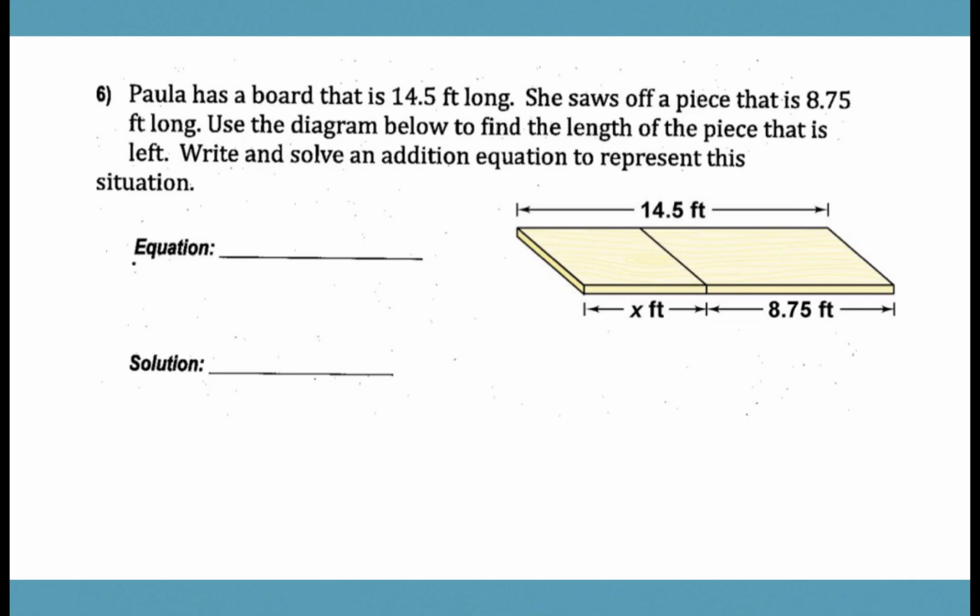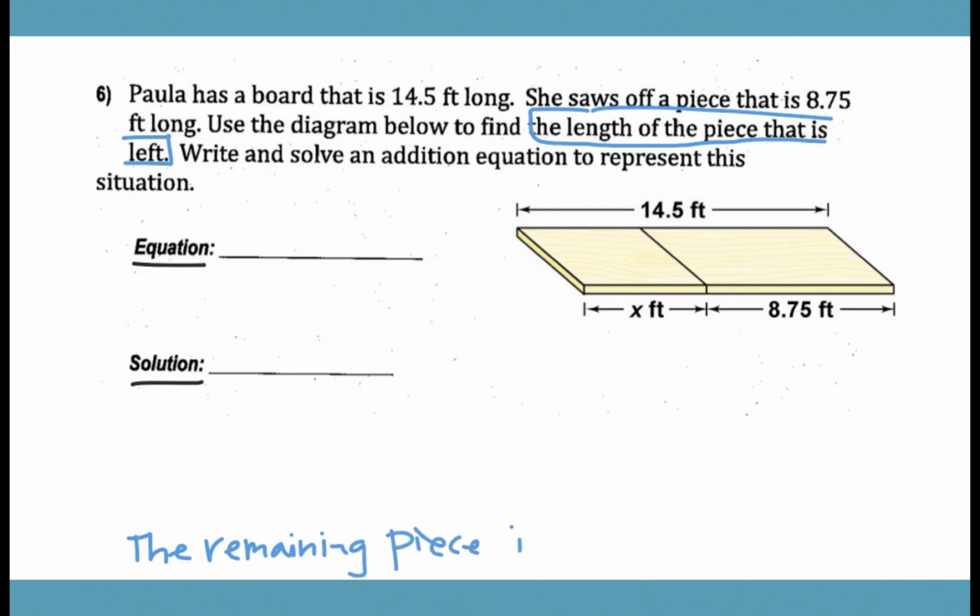So first, again, we need to write an equation and solve for the unknown. What are we being asked to find in this problem? The length of the piece that is left. So we could answer that: the remaining piece is blank, and how will that be labeled? Feet. That's what our unit is in this problem.